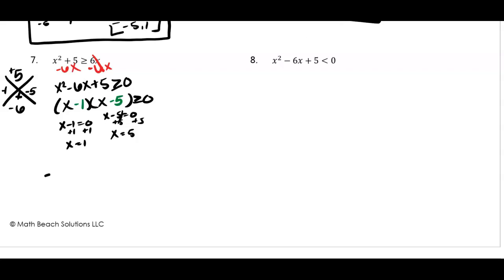So I'm going to draw my number line. 1 is smaller than 5, so it's actually going to go before this. I'm going to draw my 2 circles. And then I'm going to check, okay, it is equal to, so I can fill in these circles. And it's an OR problem, so OR problems face away from each other.